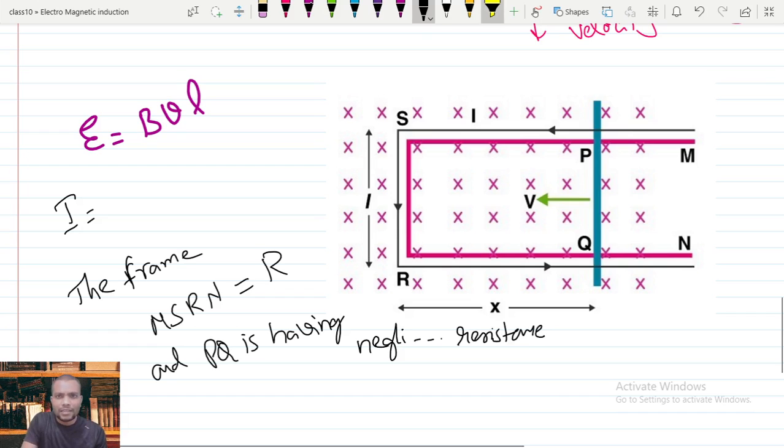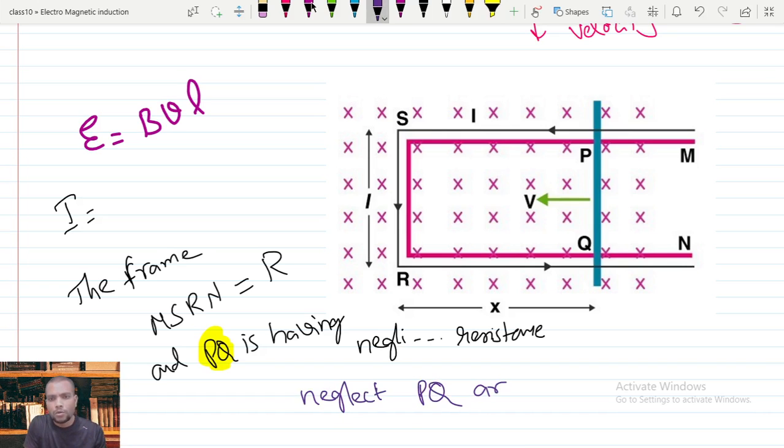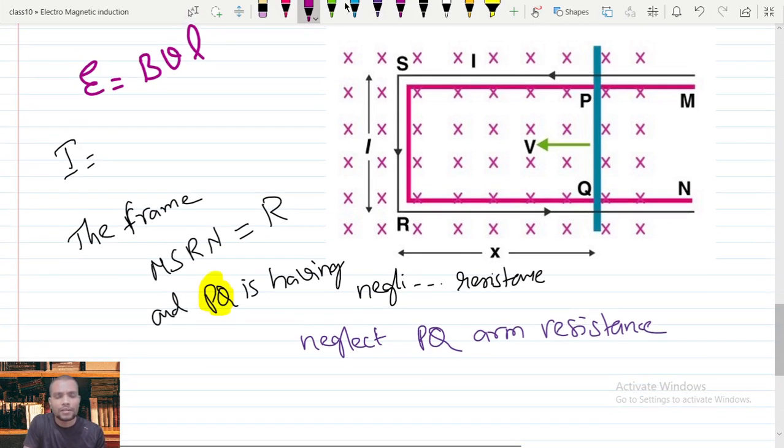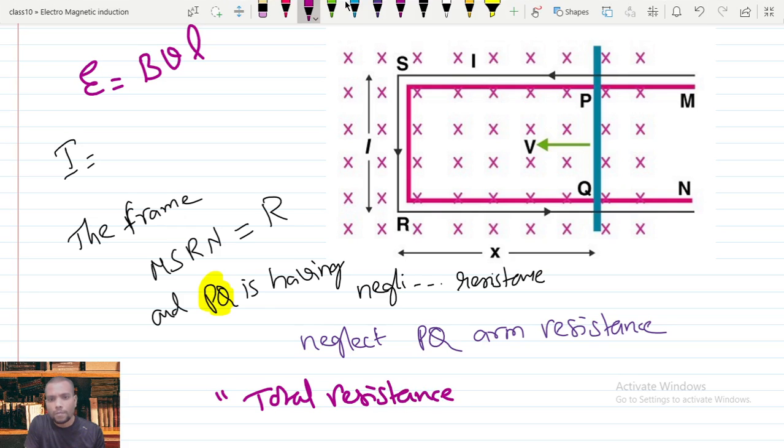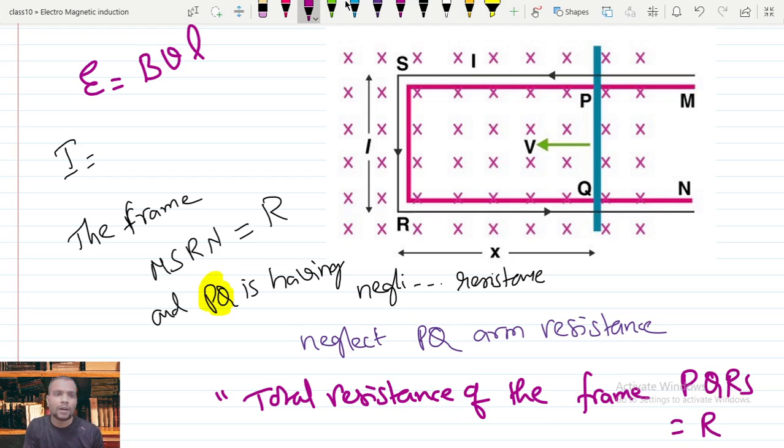So if we neglect the PQ arm resistance, therefore the total resistance of the frame is equal to capital R. That's the final. Therefore the total resistance of the frame, that is R, is equal to capital R.